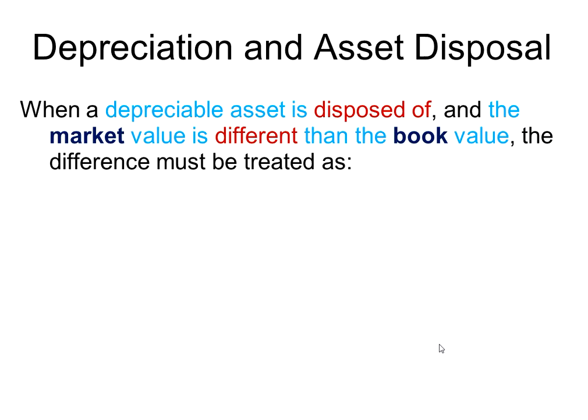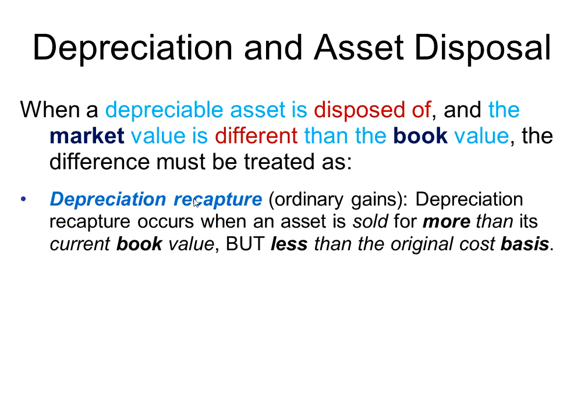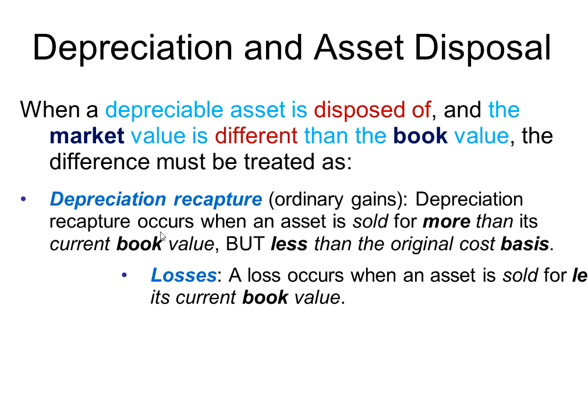Then let's take a look at depreciation and asset disposal. It's important to know that when a depreciable asset is disposed of and the market value is different than the book value, the difference must be treated as either depreciation recapture, also known as ordinary gains. The depreciation recapture occurs when an asset is sold for more than the current book value but less than the original cost basis.